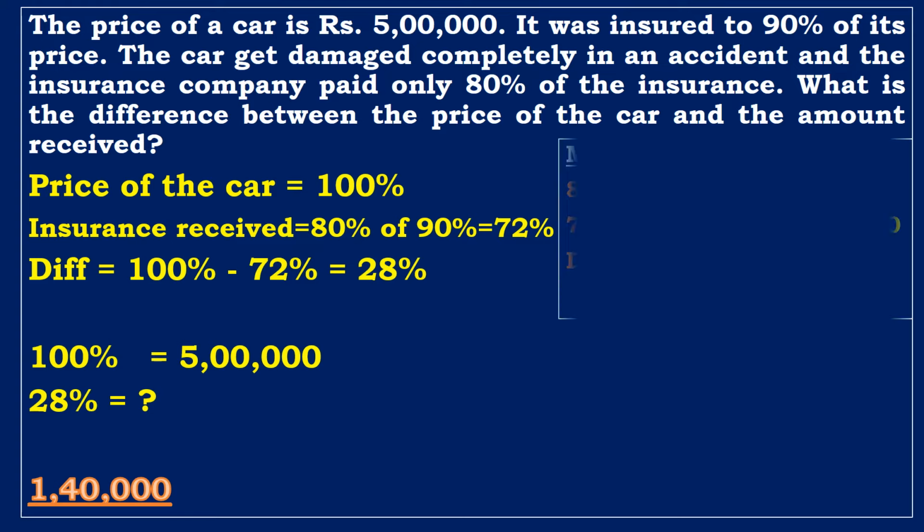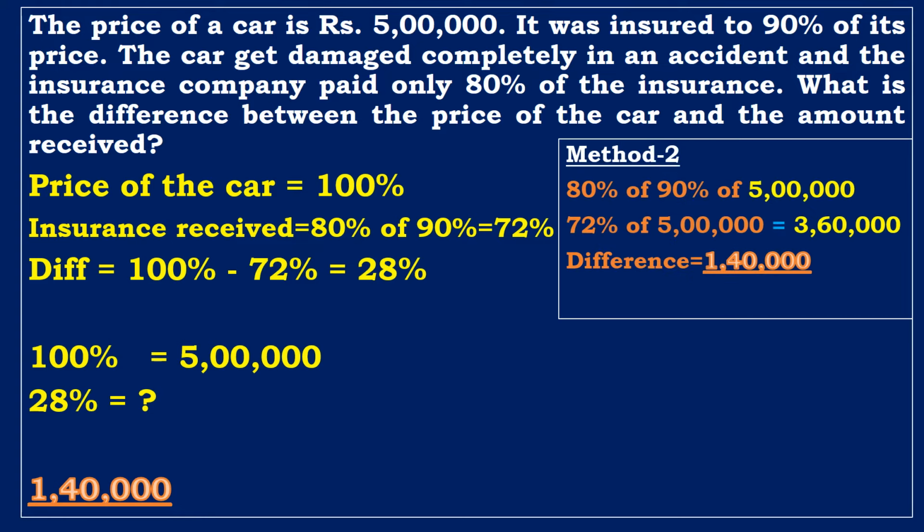That is, 80% of 90% is equal to 72%. As a result, 72% of 500,000 rupees is equal to 360,000 rupees. The difference between 500,000 and 360,000 is 140,000 rupees.